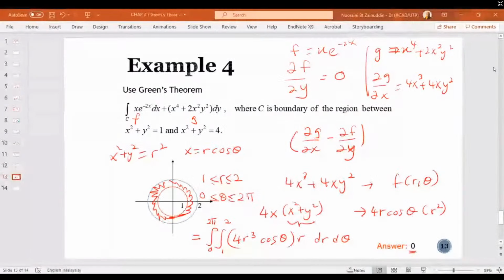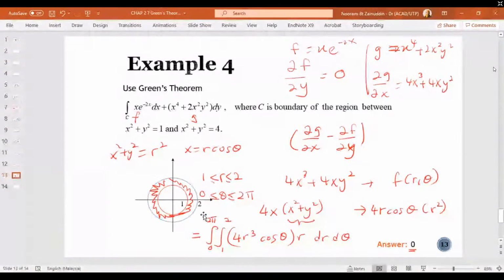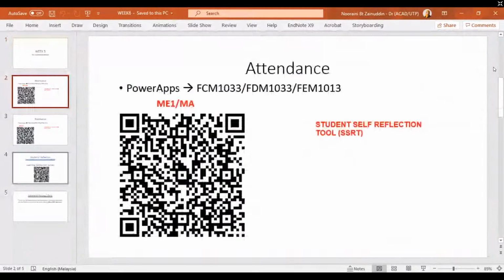Okay? This example, every time you have a region related to a circle, you can use r and theta. Okay. So now, if you refer back to the slide in your uLearn, you can solve it for the vector coordinates, the vector calculus part. Okay, so I think that's all.